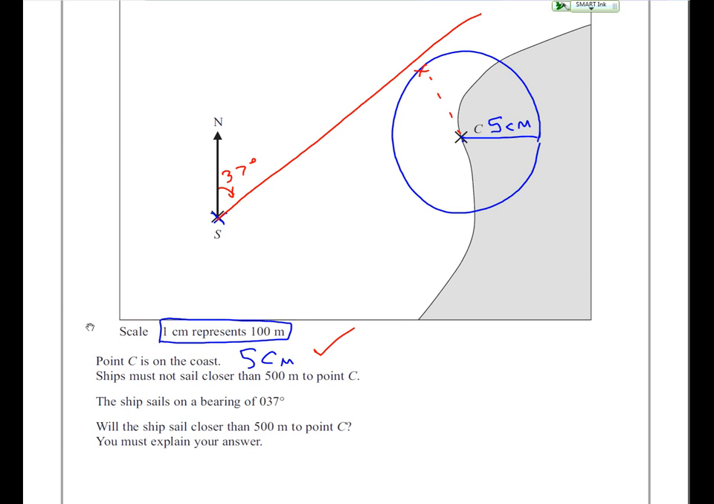If the line was to do that and go through, then your answer would be yes, it travels too close. If this red one was your answer, then you would say no. Okay? So I'm sorry I've had to do that this way.